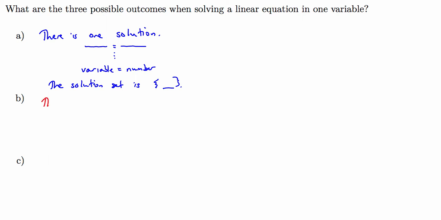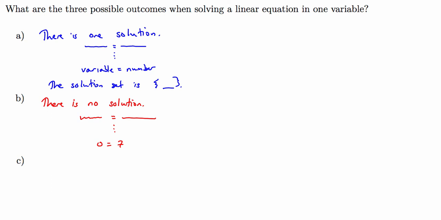The second possibility is that your equation has no solution. You come across this situation when you have your original equation, some expression equals some other expression, and you're solving, and you get down to a contradiction, something of the form 0 equals 7, or 10 equals 2, or some other statement that is completely false.